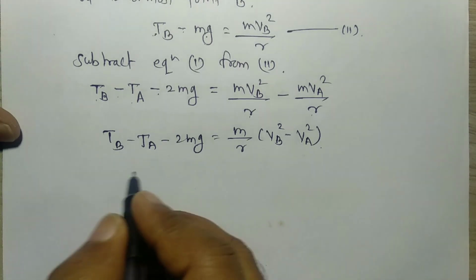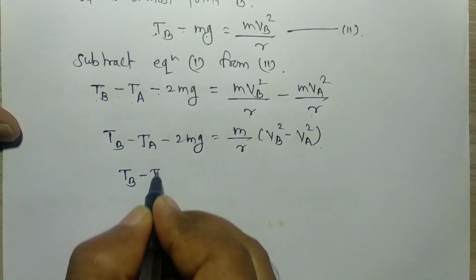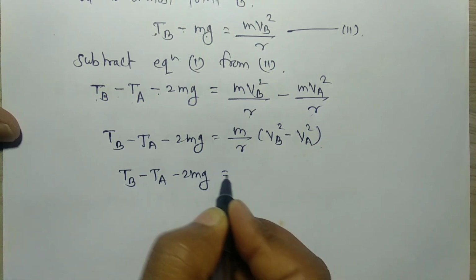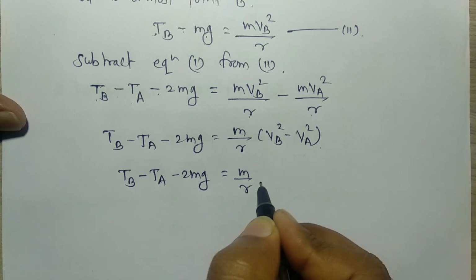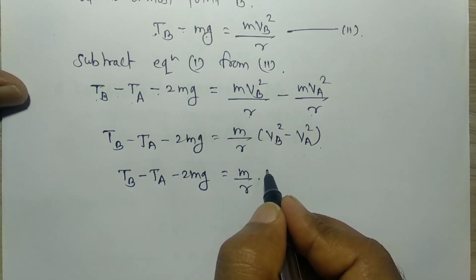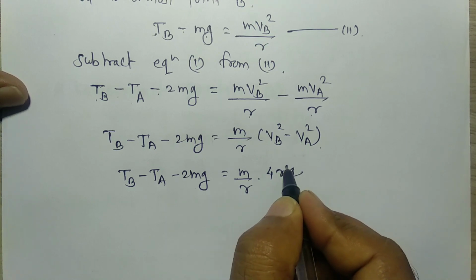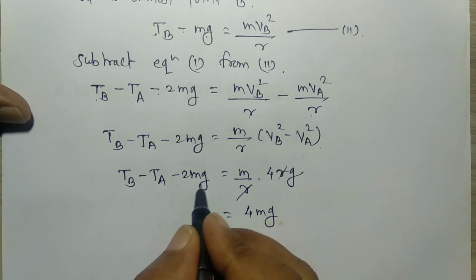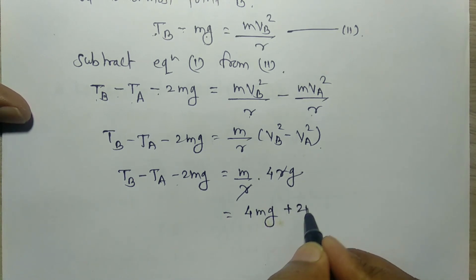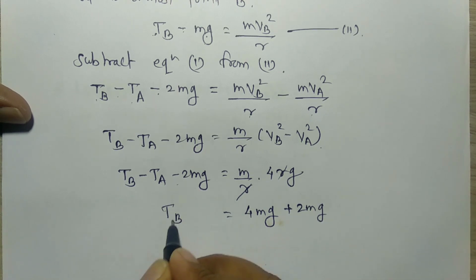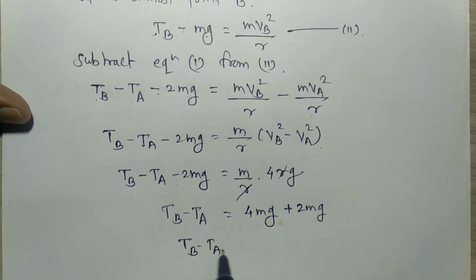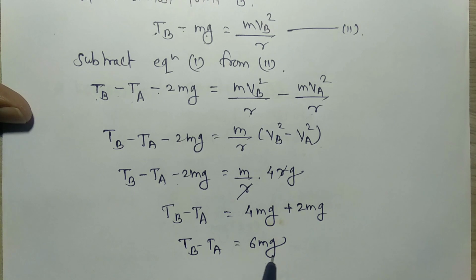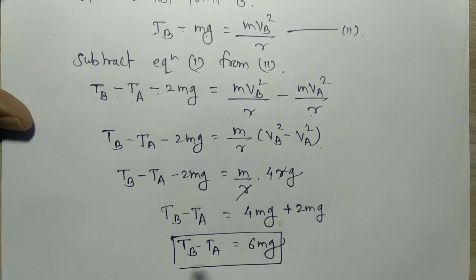Right now we are going with TB minus TA minus 2mg is equal to m divided by r into 4rg, and therefore r is cancelled, and you will get 4mg. This minus 2mg is taken here, that means plus 2mg, and here TB minus TA is the consideration, and therefore TB minus TA is equal to 6mg. Right now we consider this equation as the third equation.